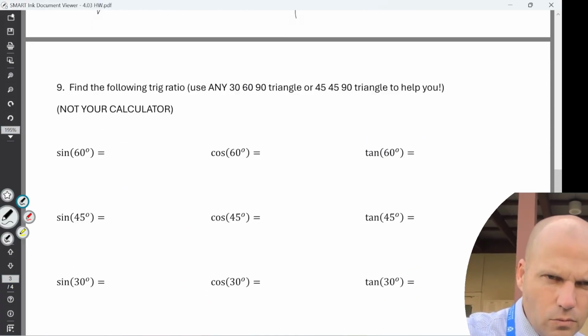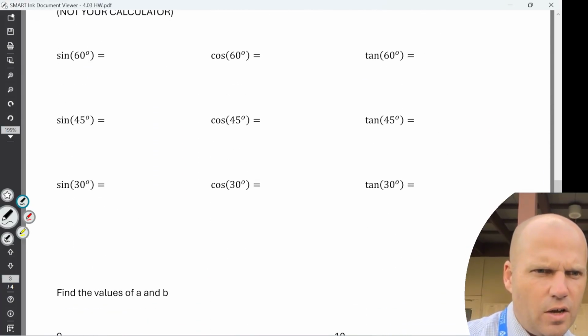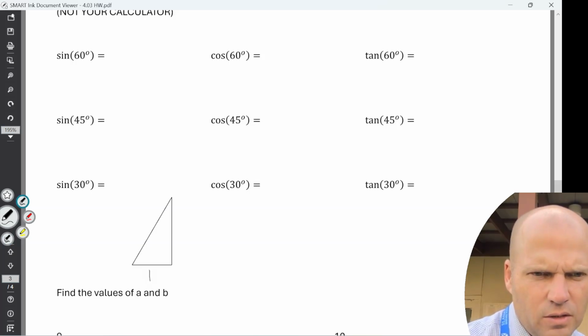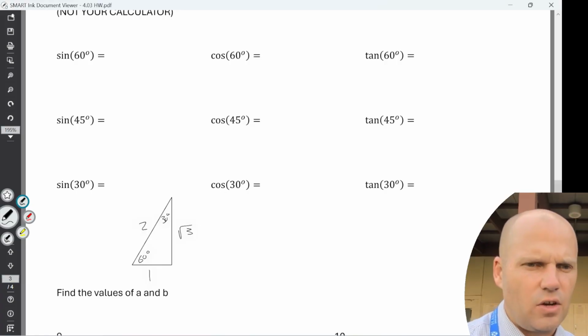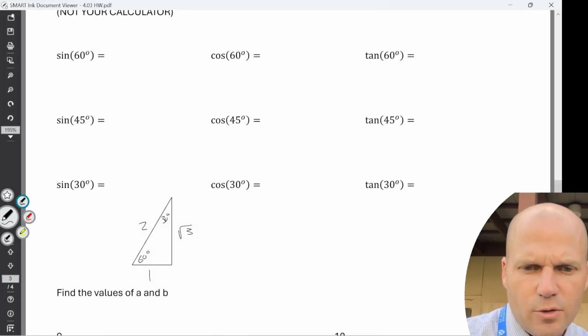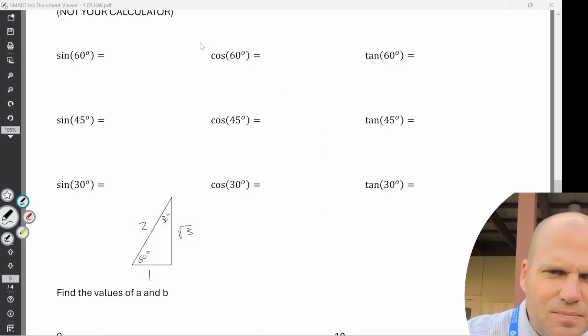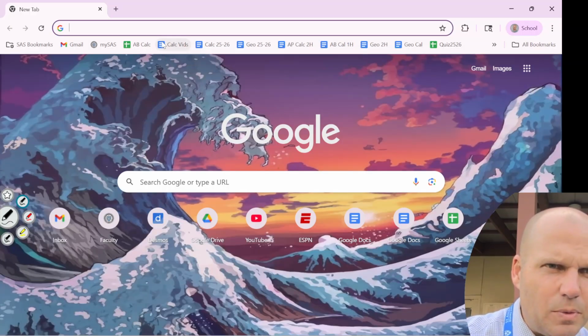Cool. What's the trig function of all of these angles? Well, all you need is one 30-60-90 triangle, 1, root 3, 2. And now you can have the sine of 60, the cosine of 60, the tangent, and you'll be able to double check it with your calculator. I'll show you in a second once I pull it up.